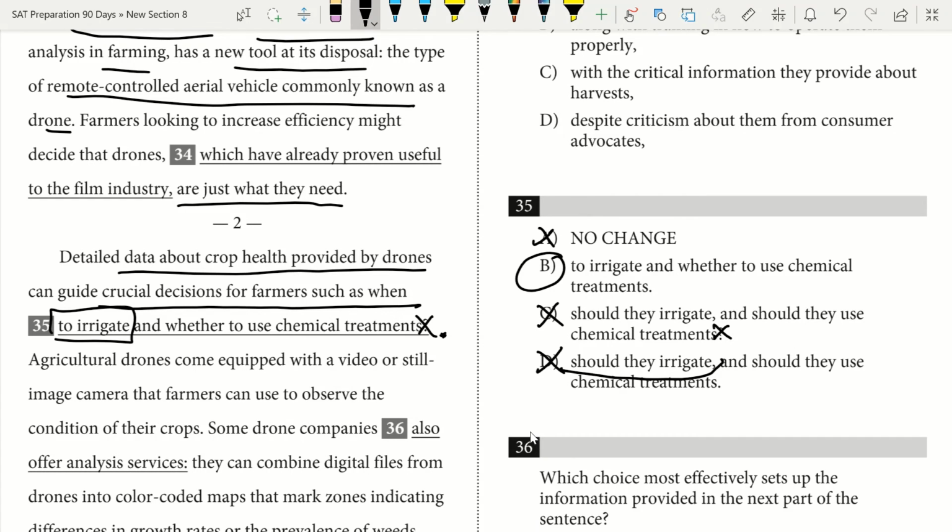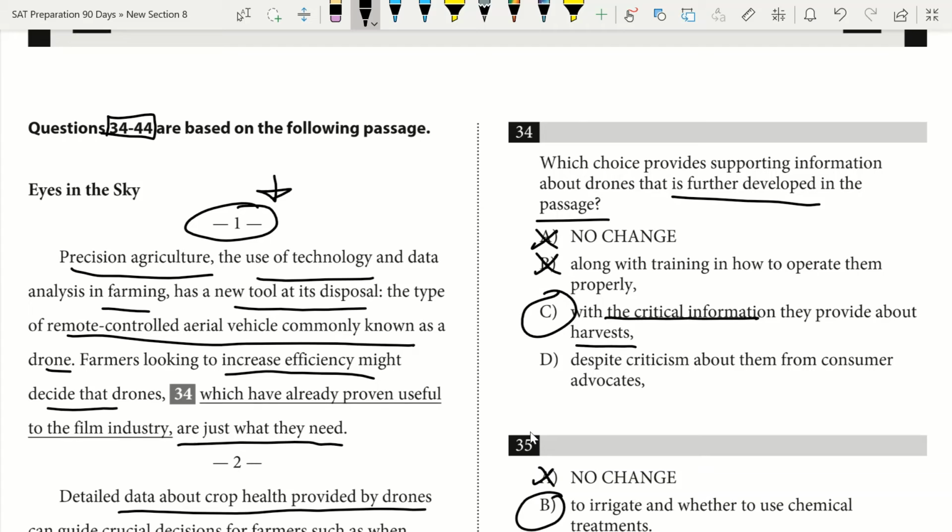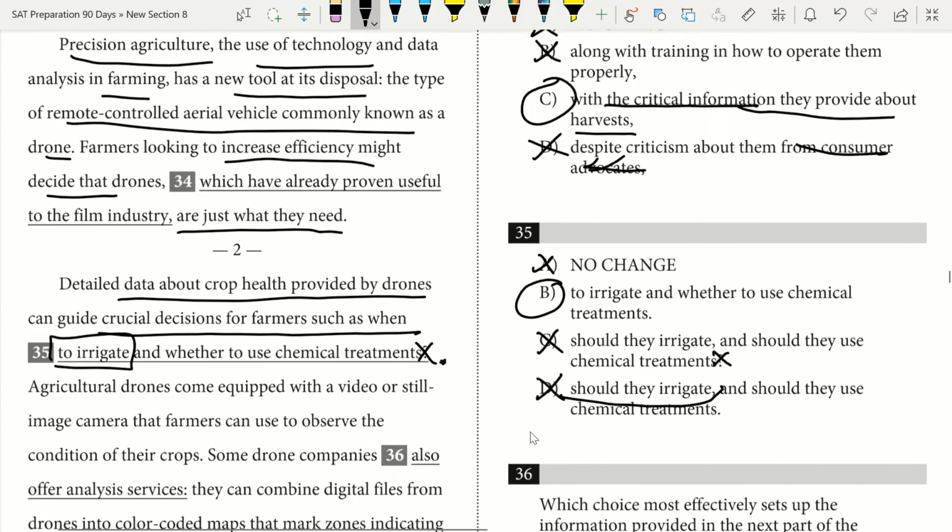All right, next thing. We can go back now and answer 34 because we just got some more context about what our passage is going to be about. It's going to be about drone use and farming. So let's look at our options. Farmers looking to increase efficiency might decide that drones, which have already proven useful to the film industry, no, that's unrelated to our topic. A is incorrect. B, along with training on how to operate them properly, also incorrect, not our topic. C, with the critical information they provide about harvests. Yes, that's what we're discussing, that critical information about how they can give information about the harvest for the farmers. D, despite criticism about them from consumer advocates, no, that is not what we're talking about here. So C will be our correct answer for 34.